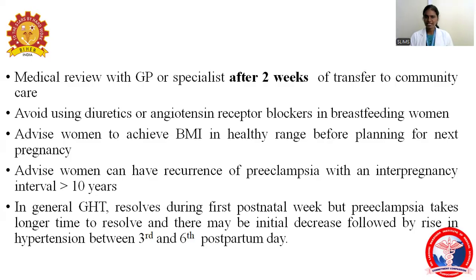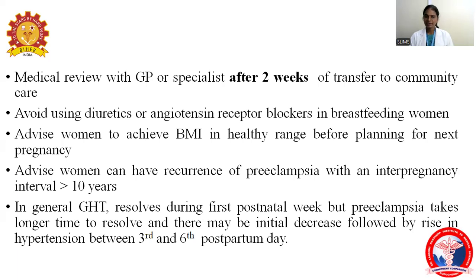Avoid using diuretics or anti-seizure blockers in a breastfeeding woman, and we should advise women to achieve BMI in a healthy range before planning for the next pregnancy. Advise women they can have recurrence of preeclampsia, and the risk persists if the interpregnancy interval is more than 10 years.